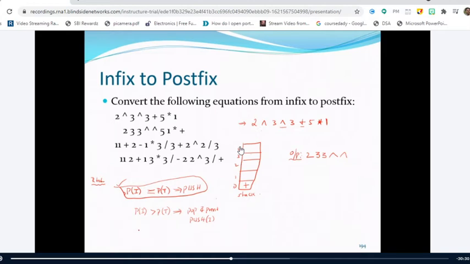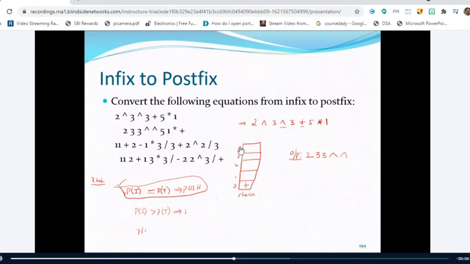Is it right or not? Tell me. If I am wrong, please correct me. Wrong, right? So the priority of incoming operator is greater than priority of top symbol.